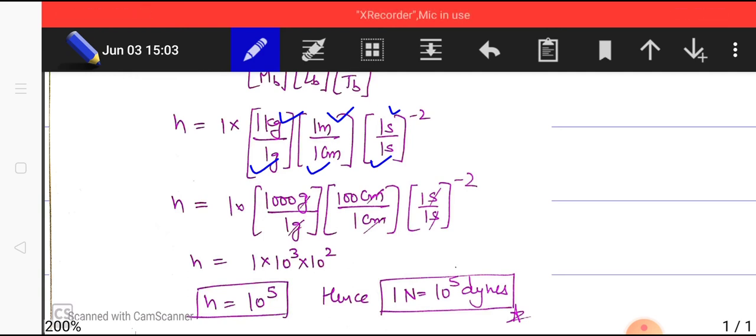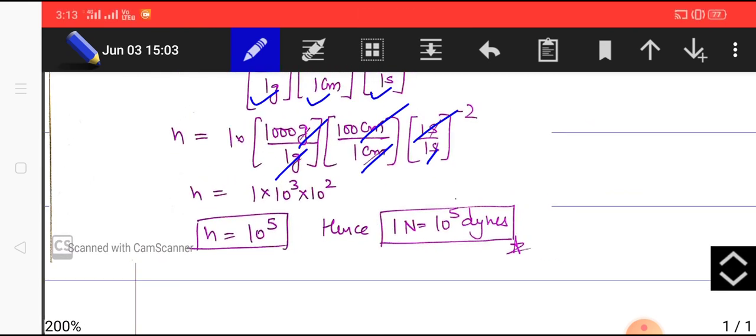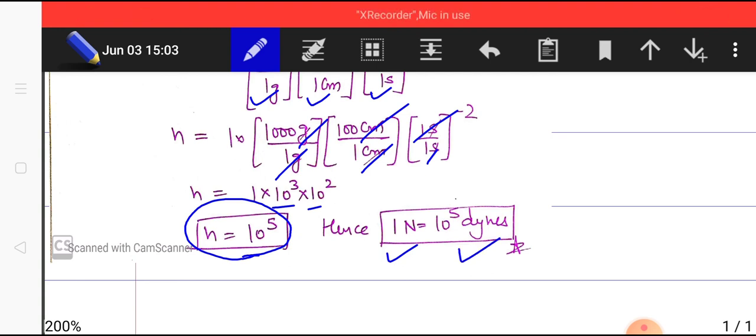फिर 1 मीटर को हमने 100 सेंटीमीटर में लिखा ताकि सेंटीमीटर से सेंटीमीटर कैंसिल हो जाए, और 1 सेकंड से 1 सेकंड तो वैसे ही कट जाएगा, और 1 की पावर माइनस 2 1 ही आएगा. तो इस तरीके से हमारे को स्मॉल n की वैल्यू मिल गई 10³ इंटू 10², that is 10⁵. So now we know that 1 Newton is equal to 10⁵ dynes.